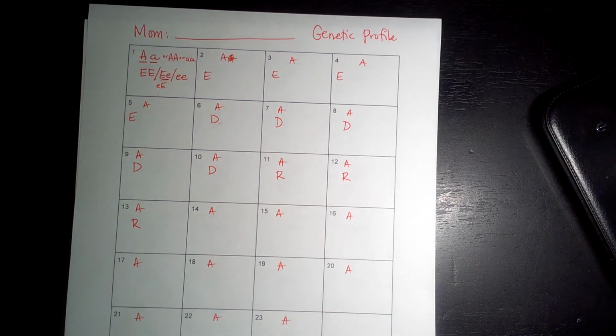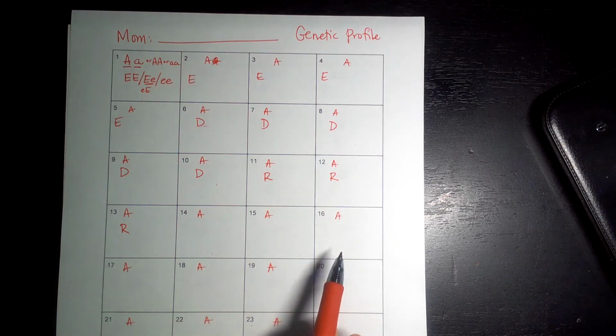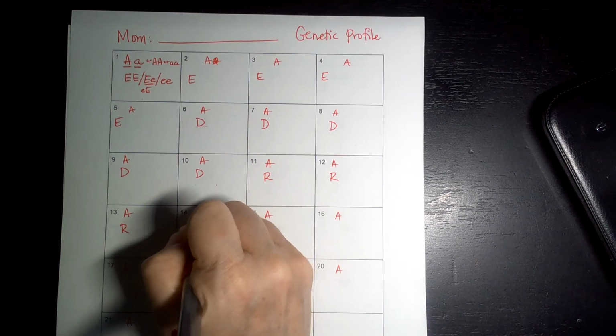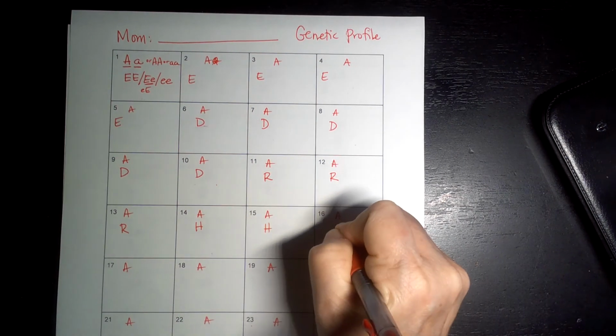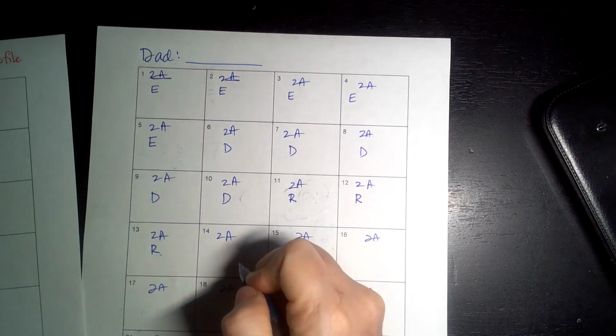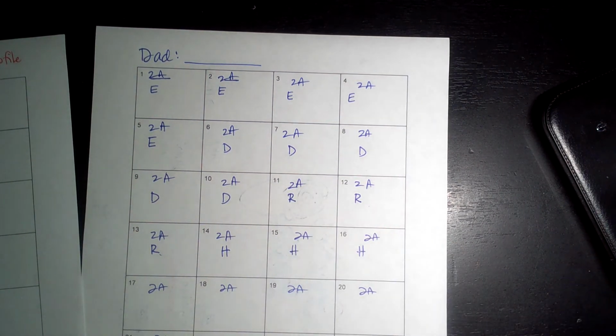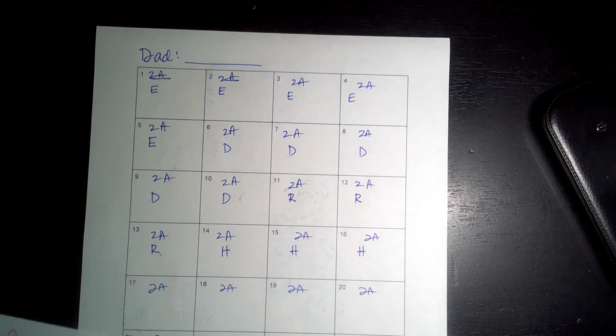All right. Next, for Mom's sheet, 14, 15, and 16, we're going to flip twice, and we're going to use the letter H. And we're going to do the same thing for Dad. So pause the video and flip for Mom and Dad for the letter H, 14, 15, and 16.